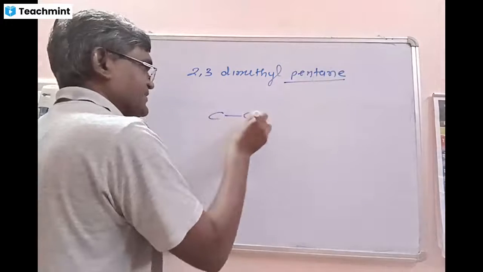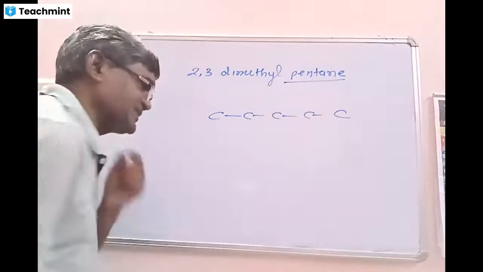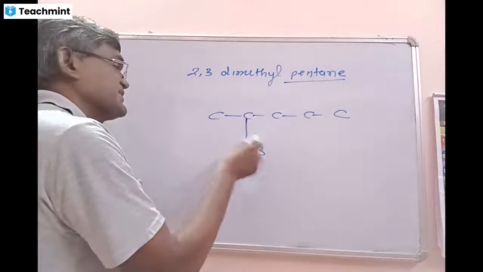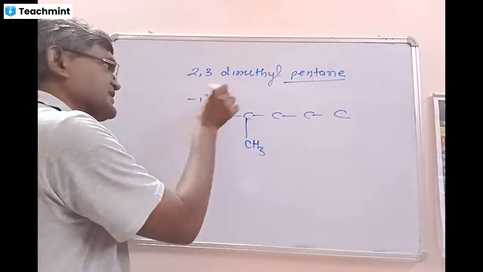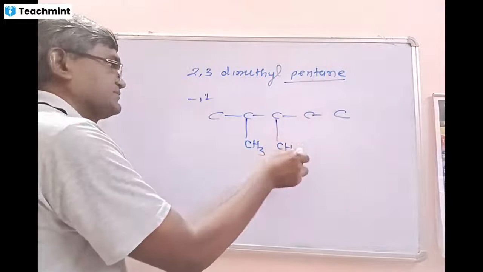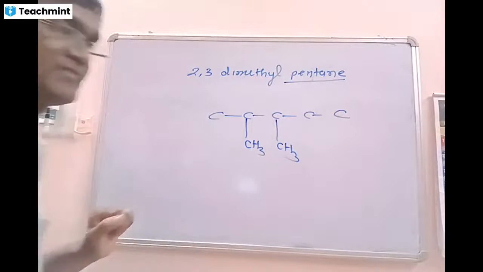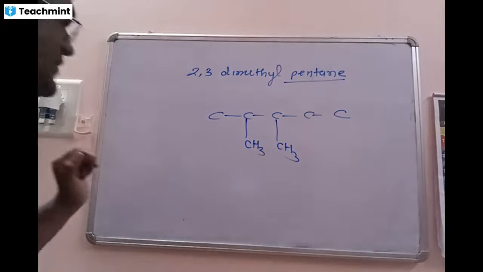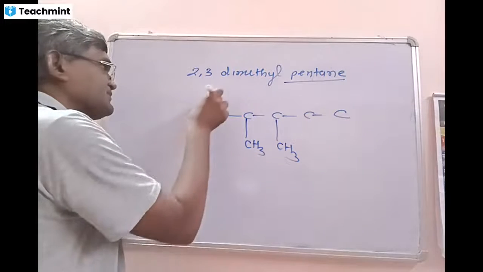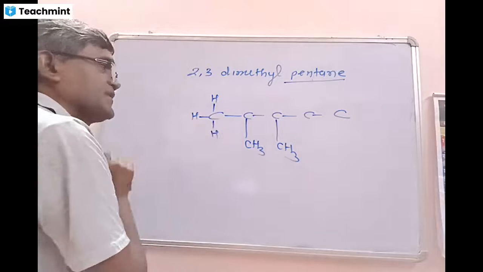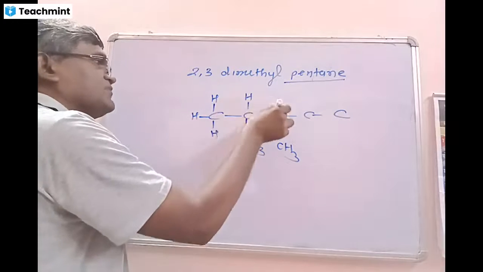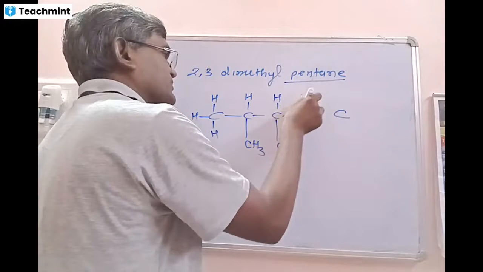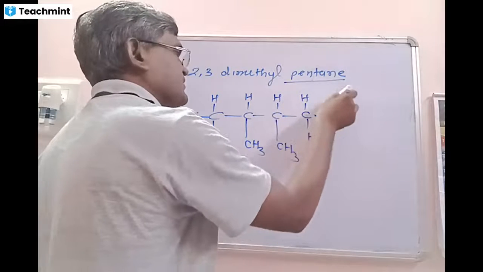So I will write like this: 1, 2, 3, 4, and 5. Right? Then you go to the carbon number 2. Please substitute here CH3. Then I have fixed it. Then this will be 3. And then what should I do? I have to satisfy the valencies of each of the carbon. So to this you have to add 3 hydrogens. Right? For this there should be 1, for this there should be 1. For this, you have to write 2 hydrogens, and for this carbon, you have to add again 3.